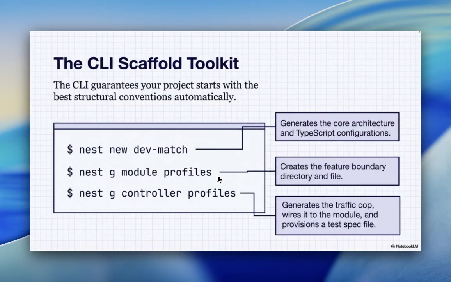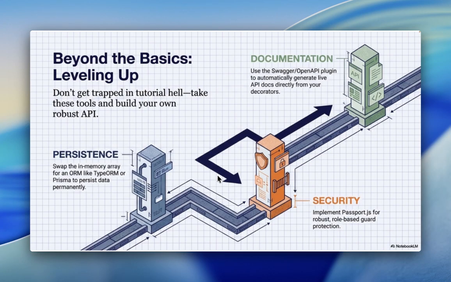The CLI scaffold toolkit. The CLI guarantees your project starts with the best structural conventions automatically. nest new devmatch, nest g module profile, nest g controller profile. It generates the core architecture and TypeScript configuration, creates the feature boundary directory and module file, generates the controller, writes it to the module, and provisions a test spec file.